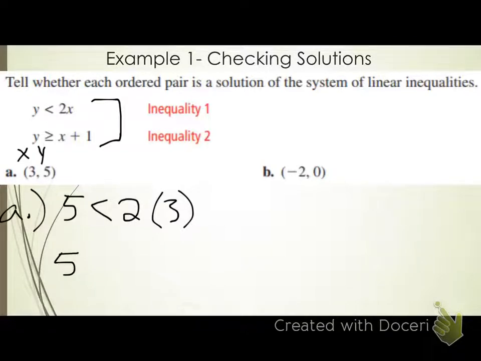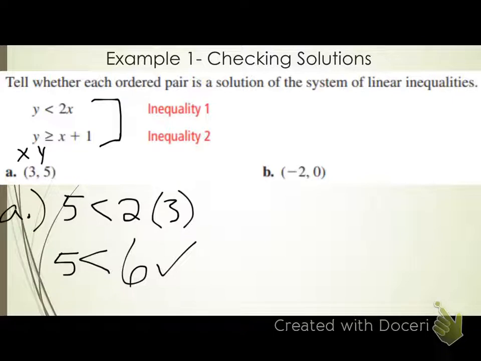5 is already worked out for me. And then I have less than. And then what's 2 times 3? 6. Thank you. Once I work down both sides of my inequality, I look at the statement that's left over. 5 is less than 6. Is that true or false? True. So it checks out for my first inequality. We okay with that?